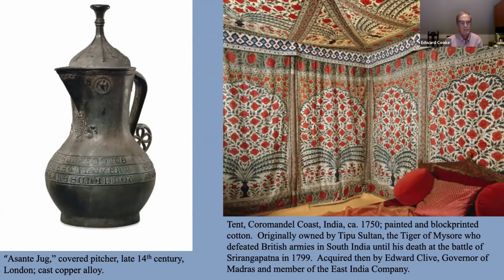The covered bronze pitcher that you have on the left was produced in England in the 14th century. It's got royal coats of arms cast into it. But its history after the late 14th, early 15th century is obscured. No one knows what happened to it. It appears only in the late 19th century in West Africa, amongst the Ashante.